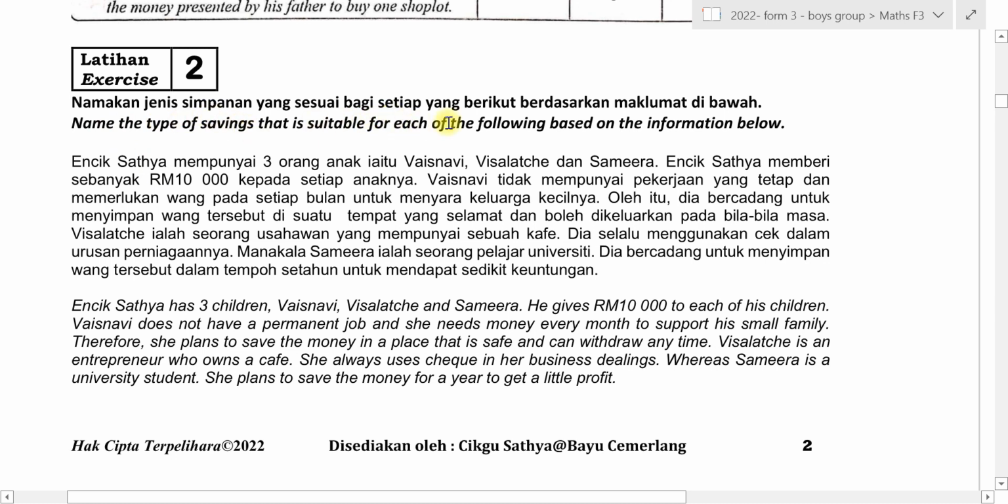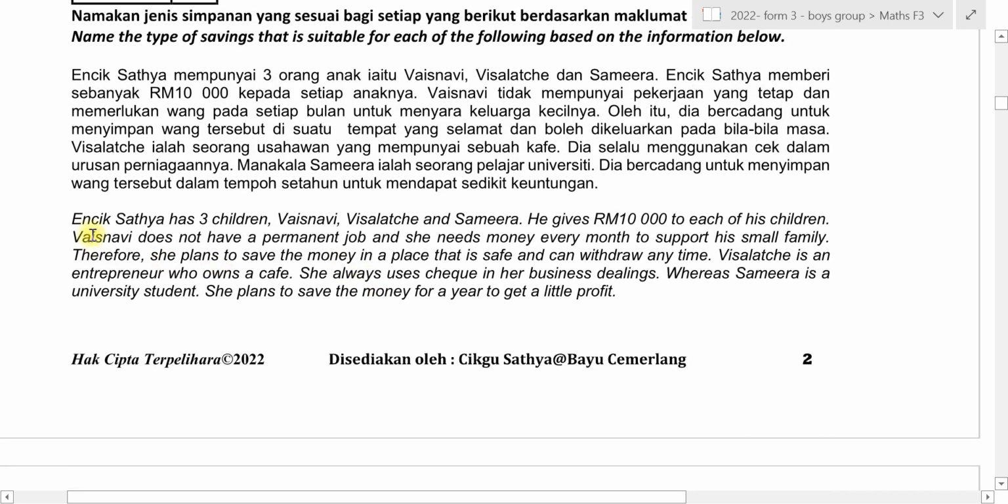Name the type of saving that is suitable for each of the following based on the information below. Encik Satya has 3 children, Vaishnavi, Visalachi, and Samira. He gives 10,000 to each of his children. Vaishnavi does not have a permanent job and she needs money every month to support her small family. Therefore, she planned to save money in a place that is safe and can withdraw anytime. What type of saving does she need?